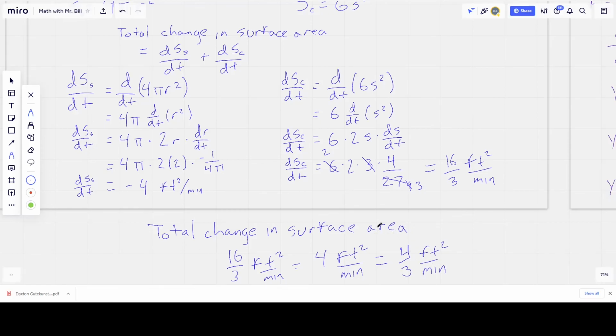And that should do it. That should end the problem. We found the total change in the surface area.